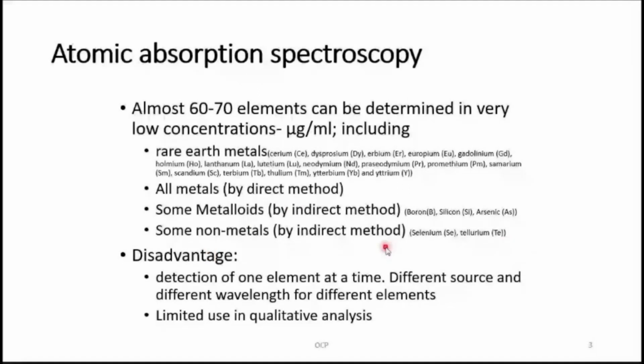Disadvantages of this method: detection of only one element at a time is possible. You cannot detect multiple elements simultaneously. The limitation is related to the detector. The wavelength to be detected by the detector has to be selected. Different sources and different wavelengths are needed for different elements. This is what I was talking about: you need to change device parts depending on which metal you are going to detect.